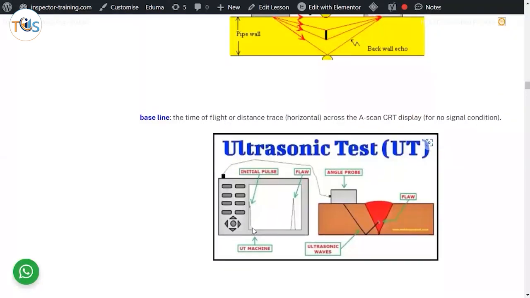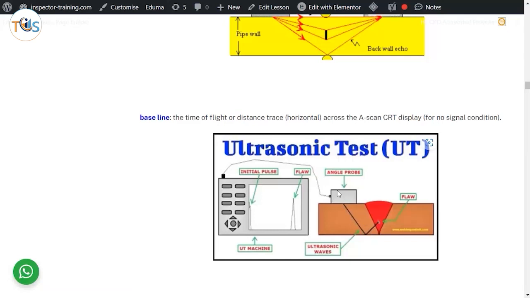Baseline is actually this line. The time of flight, distance travel, horizontal, accuracy, A scan, CRT display for no signal condition. So this is called baseline. This is called initial pulse, the first pulse you get, and this is the pulse you get from the flaw.